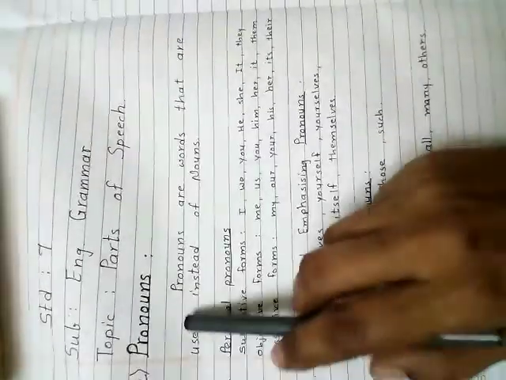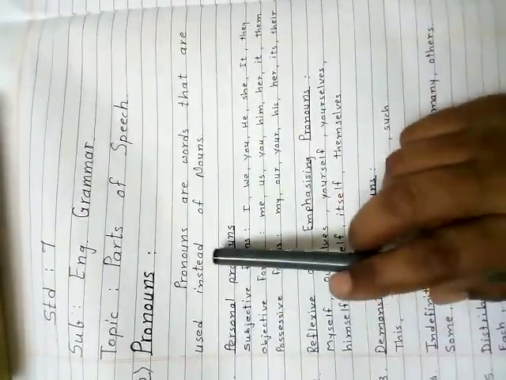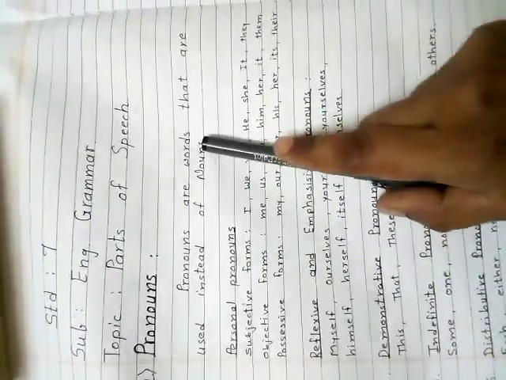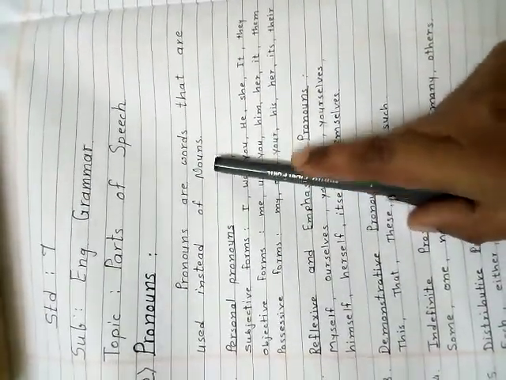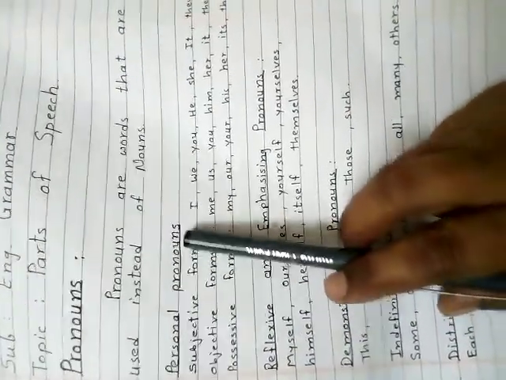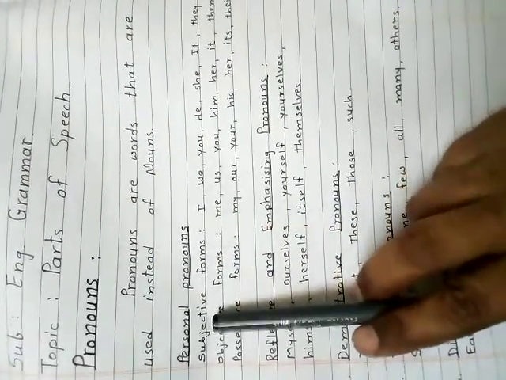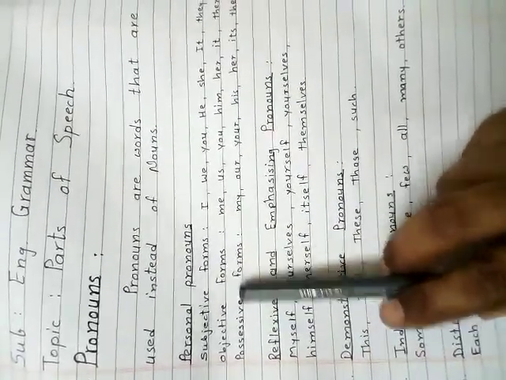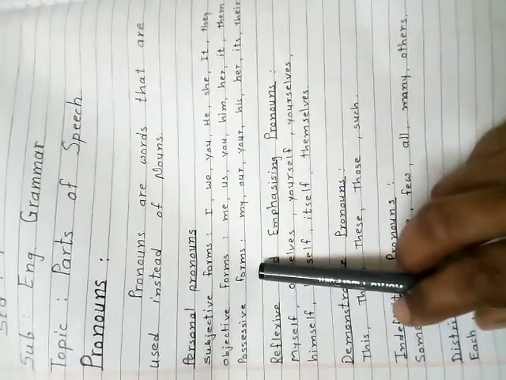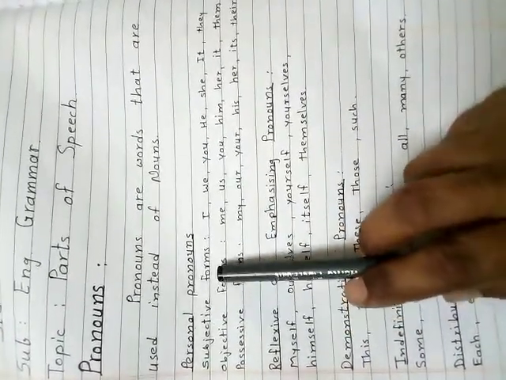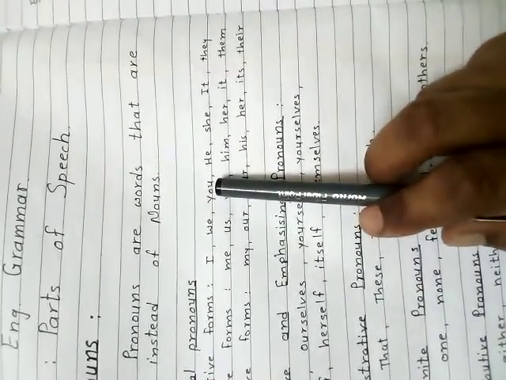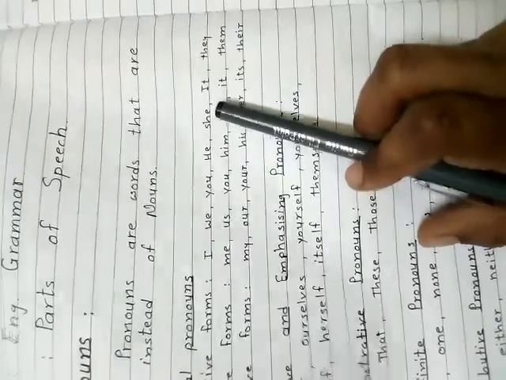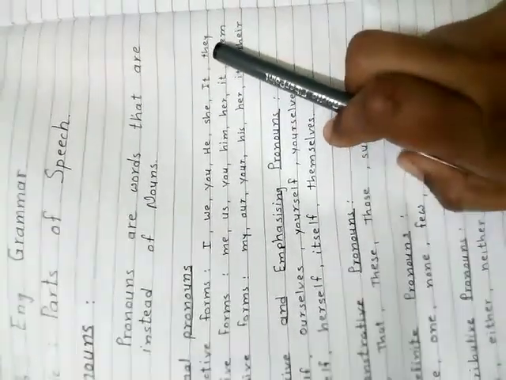Okay. Now let's recall what is a pronoun. Pronouns are words that are used instead of nouns, right? There are kinds of pronouns, such as personal pronouns. In the personal pronoun, there are subjective forms, objective forms, and possessive forms. Subjective forms are I, we, you, he, she, it, and they.